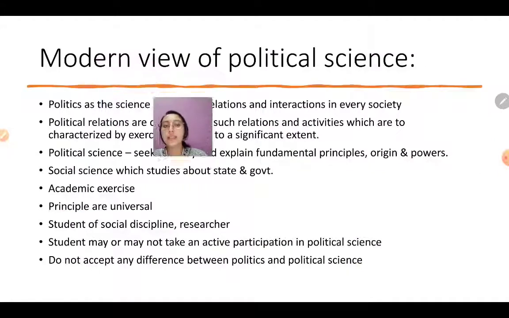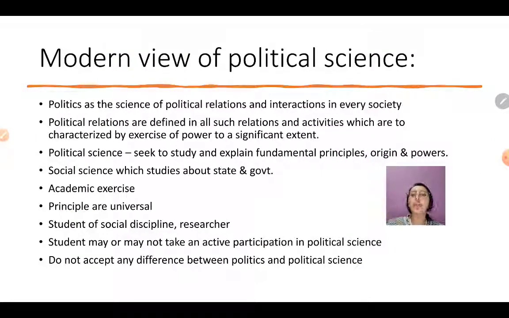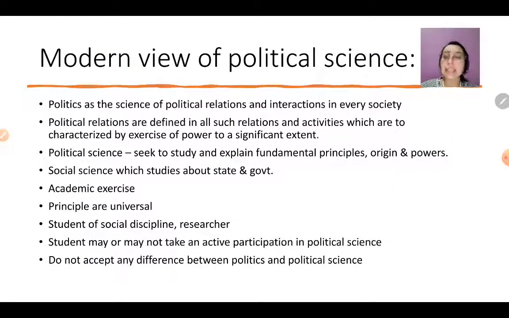Now, according to the modern political view, politics is the science of political relationships and interactions in every society.